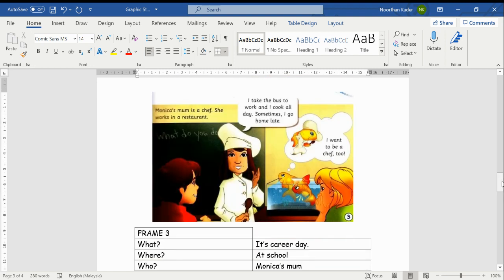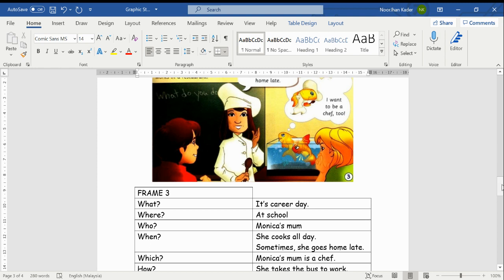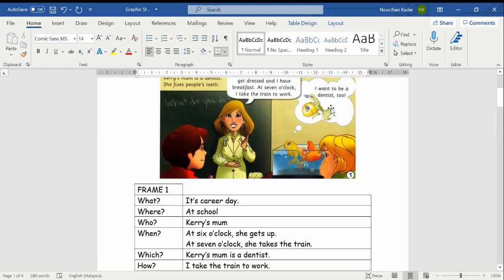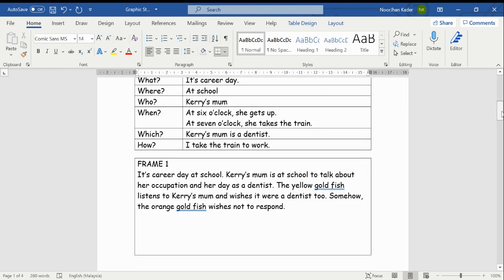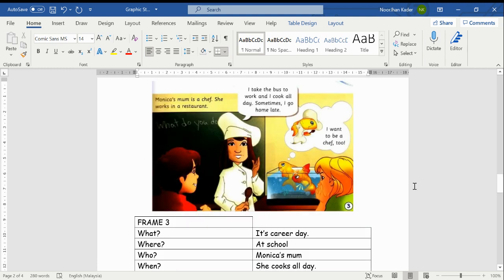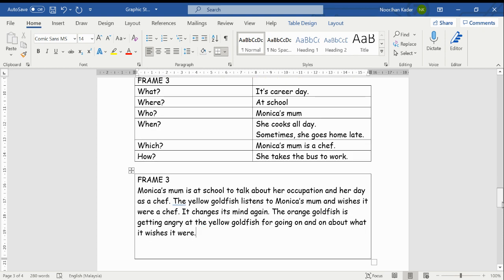Monica's mom is a chef. And this, if you see from the beginning, look at the yellow goldfish. First, it says it wishes it were a dentist. Then it says, no, it wishes that it were a firefighter. Then the last one, again, it changes its mind. It says, oh, I want to be a chef. So you cannot be like that.